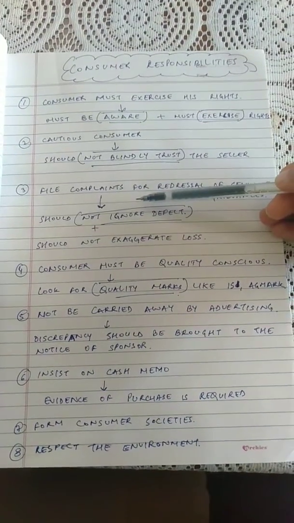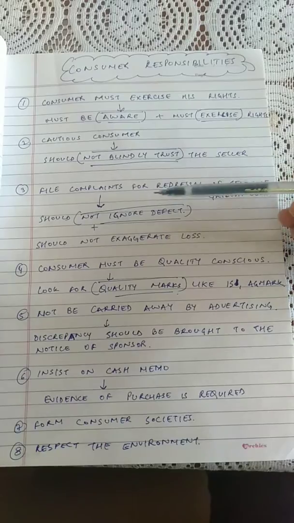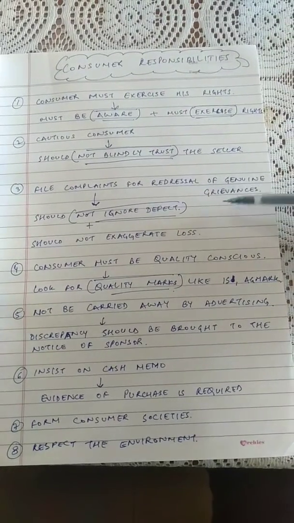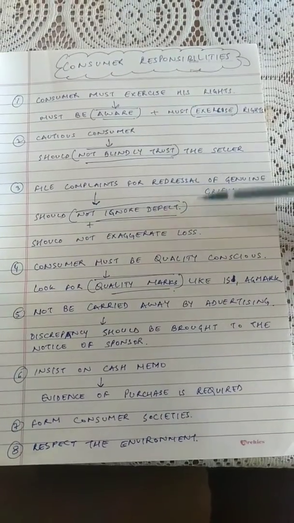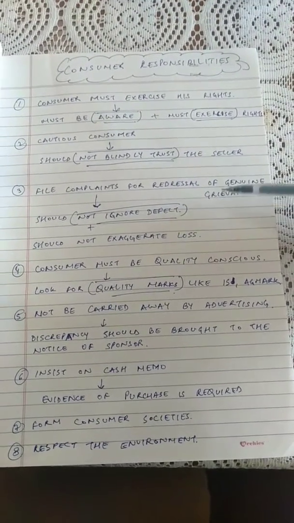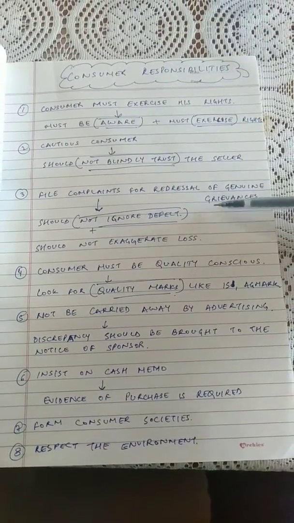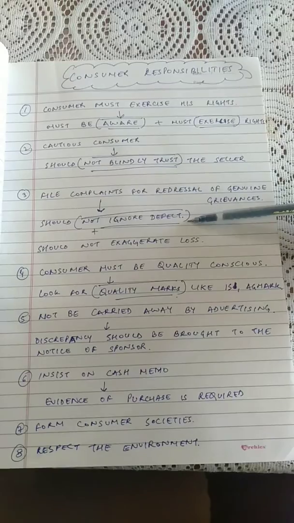Next is, a consumer should file a complaint for redressal of genuine grievances. Now over here, let's just quickly understand the meaning of a grievance. A grievance is basically any wrong that a consumer has suffered. Right. So first of all, a consumer should not ignore any defect in the product.